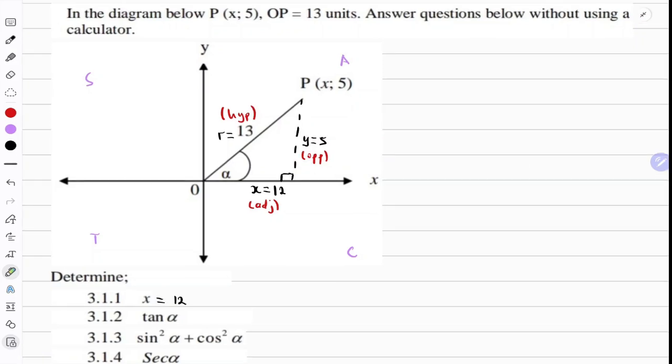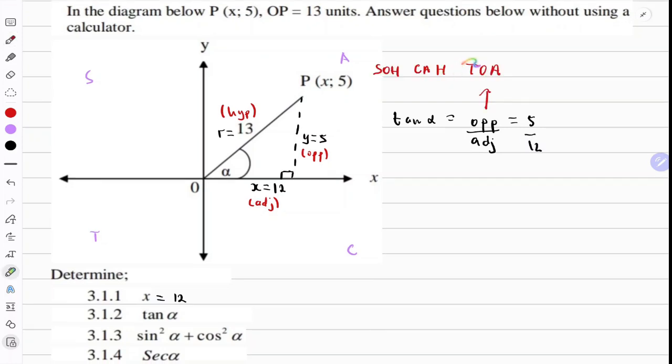So the next question wants us to find tan alpha. Tan alpha by definition is defined as opposite over adjacent. And in this case, the opposite is 5 and the adjacent is 12. Bearing in mind the acronym SOH CAH TOA, tangent is the opposite over the adjacent, hence 5 over 12.